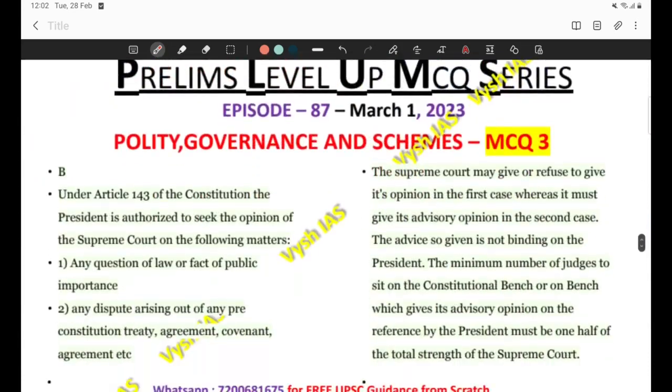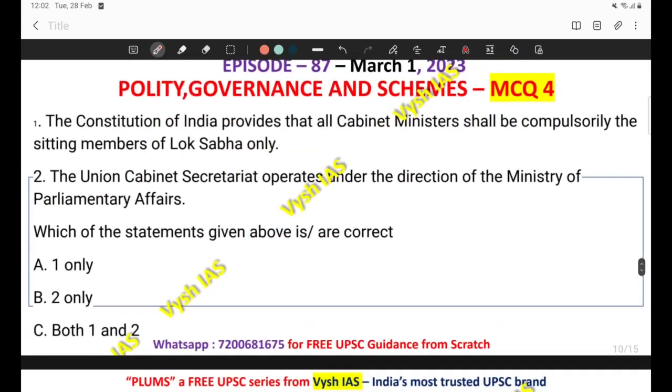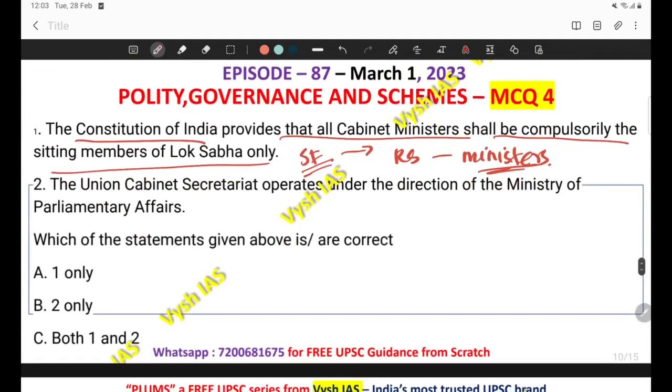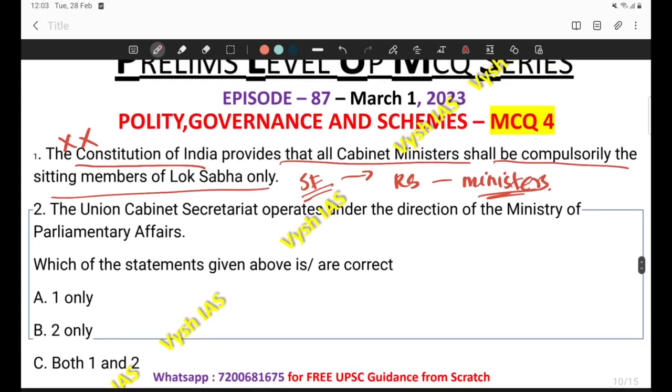Now come to the next question. It is a two-statement question. The Constitution of India provides that all the cabinet ministers shall be compulsorily sitting members of Lok Sabha only. This is a pretty standard fact statement. We are aware that there are cabinet ministers from the Rajya Sabha, the second house, also. It is not only Lok Sabha members who can be selected as cabinet ministers, and the Constitution does not provide for such a provision. It is a logical fact. So the first statement is incorrect.